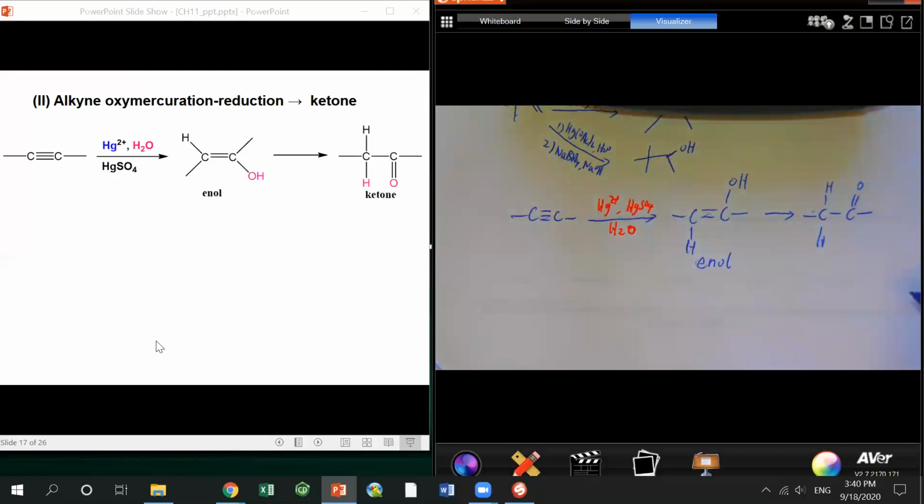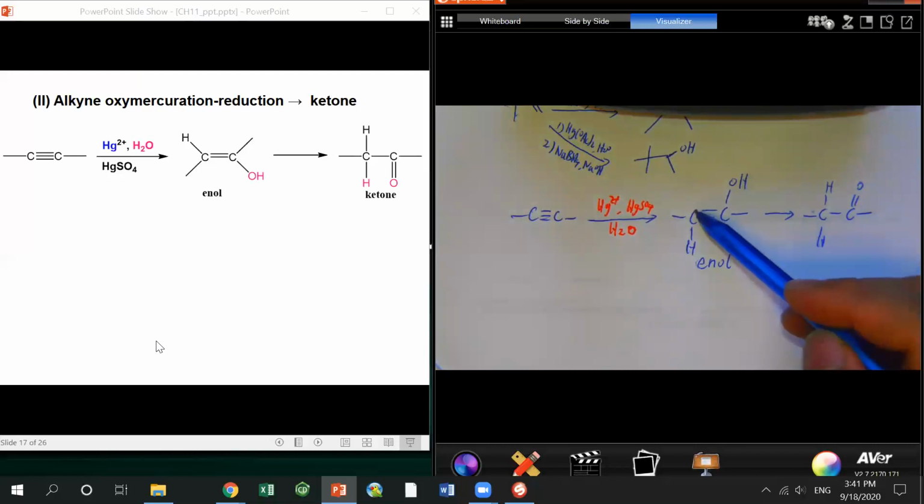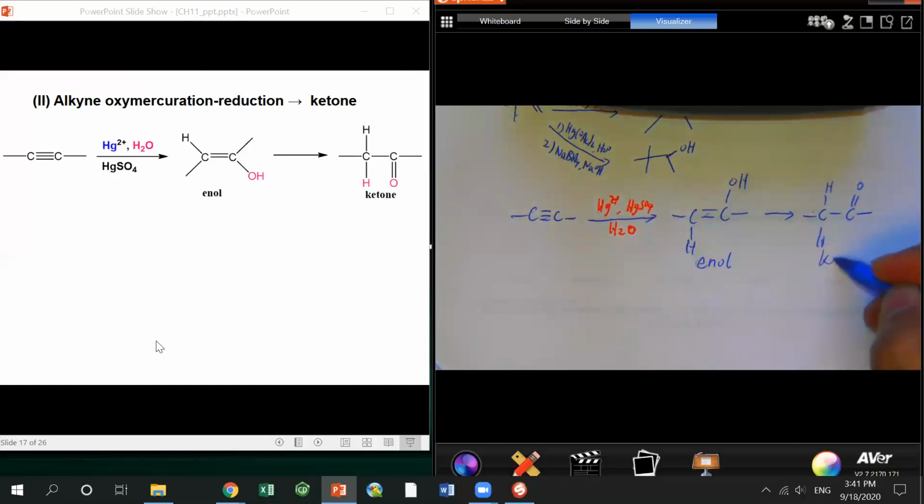So you find the hydrogen on the alcohol group and shift it to this carbon, and then the C=C bond becomes a C=O bond. So that's a ketone. This process is called keto-enol tautomerization.